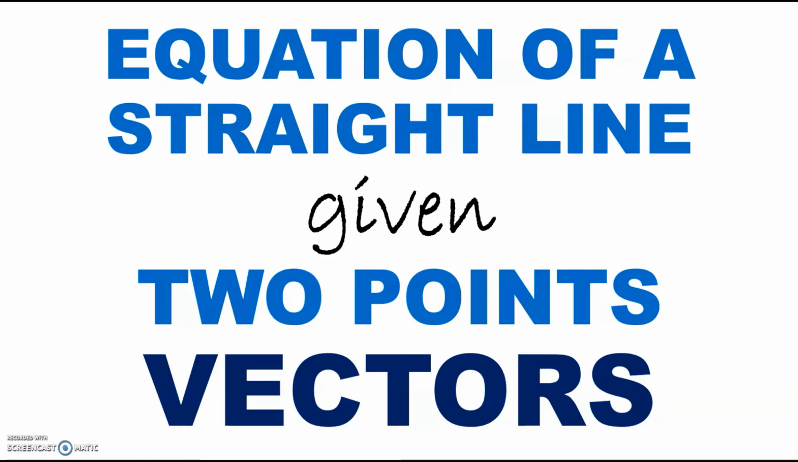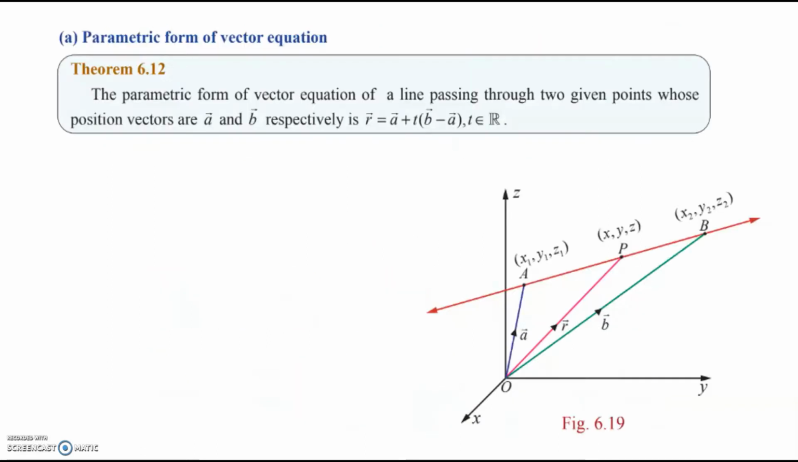Equation of a straight line when you're given 2 points on the line using vectors. So let's jump into how we can do that. Okay, so the equation of a straight line when you're given 2 points can be represented in 3 forms.